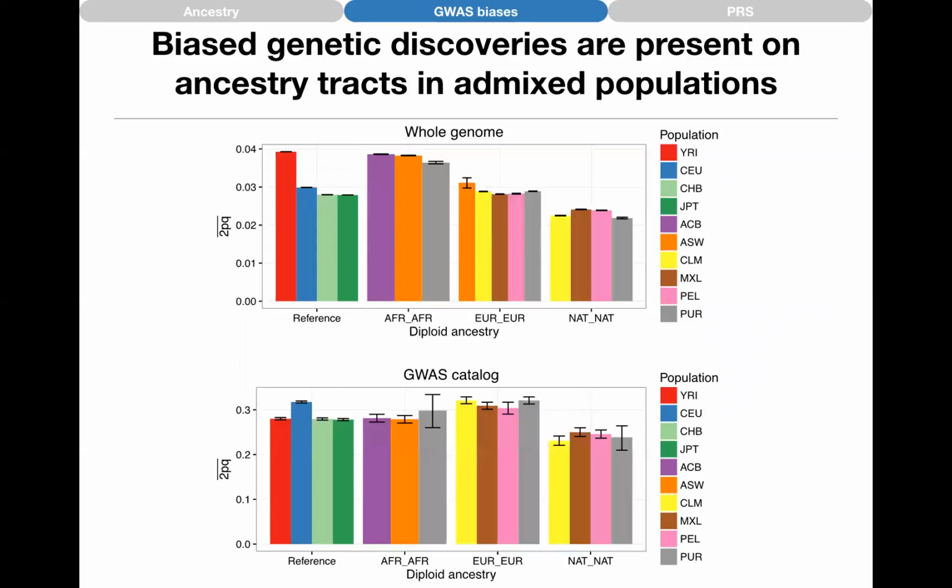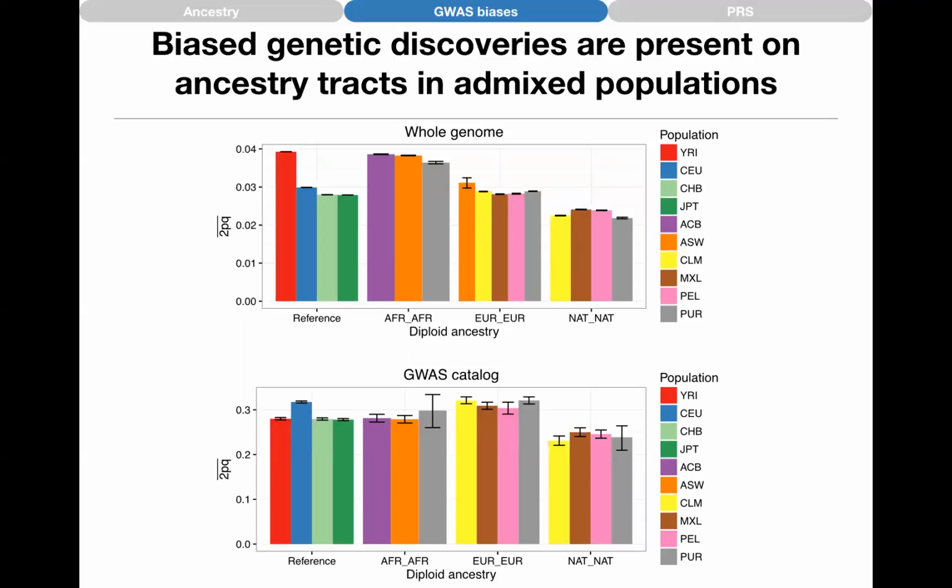If we go forward then into admixed populations, we can break down their ancestry into the ancestral origins that created these populations. We can look at African tracts, European tracts, and native tracts across African American populations and across Hispanic Latino populations. What you can see is that these biases are recapitulated within each of these ancestry tracts. So these biases comprise these admixed populations.